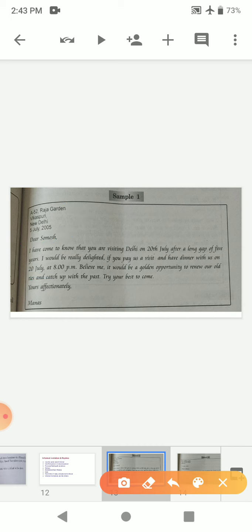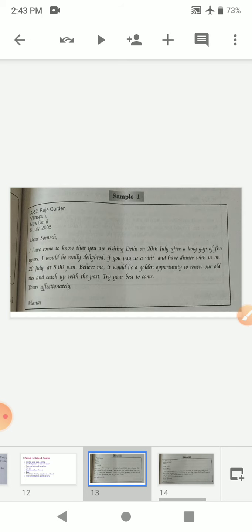And the person, Manas, has expressed his feelings very freely, that it would be a golden opportunity to renew our old ties and catch up with the past. So the person can express his feelings and emotions very freely in informal invitations. These are written in a letter format. So then we have the reply. This Somesh is replying back to Manas.